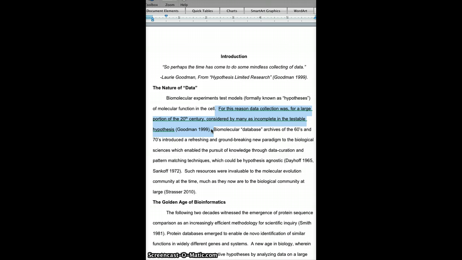For this reason, data collection was, for a large portion of the 20th century, considered by many as incomplete in the testable hypothesis, Goodman 19.